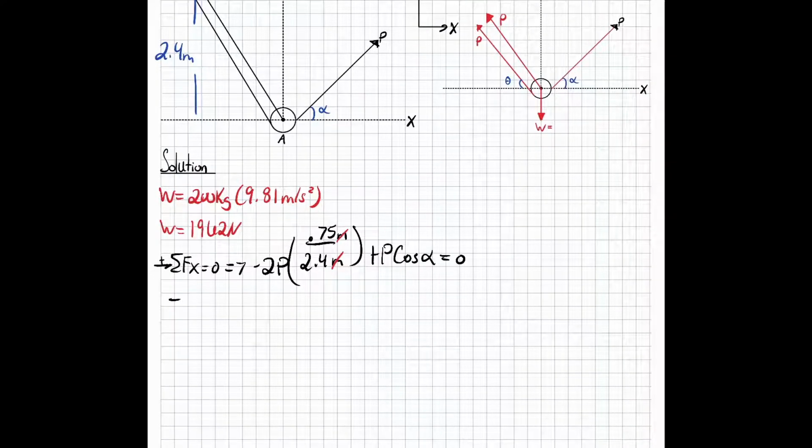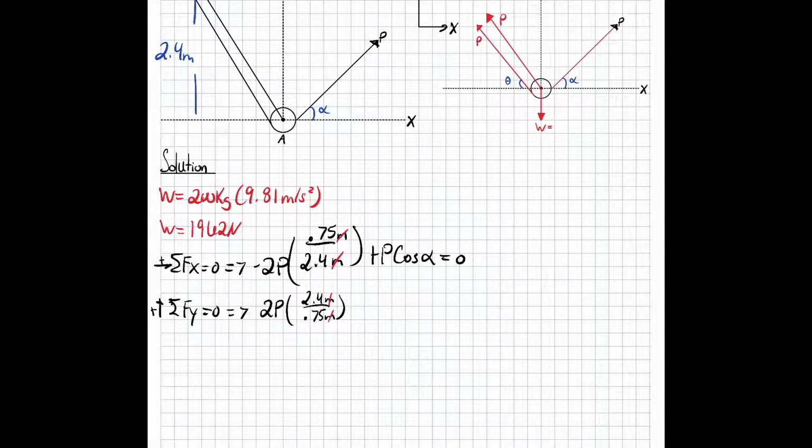Okay, now we do the sum of forces in the y direction, all equal to 0, positive in the vertically up direction. Now we have a positive 2P times its sine, so it's going to be 2.4 meters over 0.75 meters. Again, those meters just reduce out. I'm not saying the numbers reduce, just the units, the meters. Meters over meters is just 1, so we just have a whole number in front. Now we look at the right-hand side.